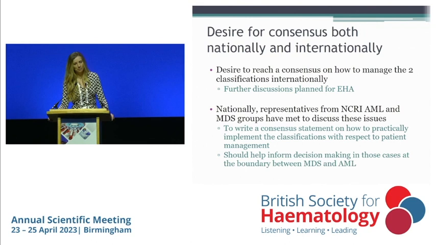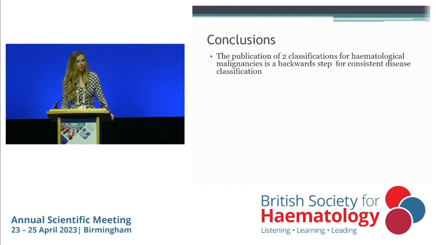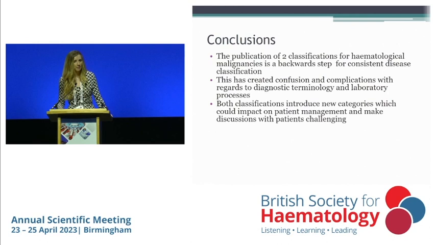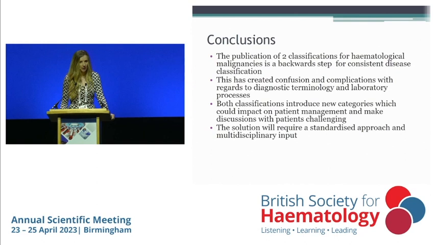So in conclusion, the publication of two classifications for hematological malignancies really is a backward step, particularly for consistent disease classification, which we had for quite an extended period of time. This has created confusion and complications, both with regard to diagnostic terminology and laboratory processes. Both classifications introduce new categories which could impact on patient management and make discussions with patients challenging. The solution will require a standardized approach and multidisciplinary input.